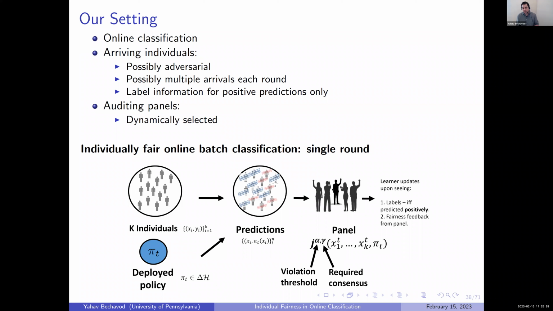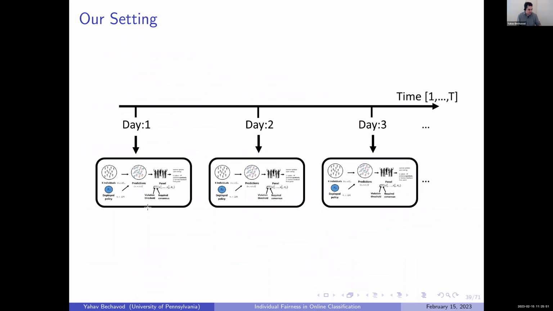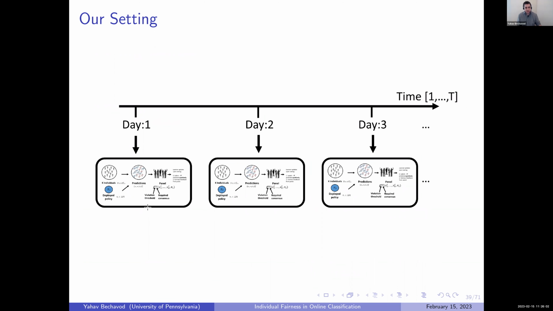At the end of this round, there are two sorts of losses. One of them is the label loss, like the 0-1 loss for the deployed policy on the individuals. The other part of the loss is the unfairness loss: if there exists a violation, we penalize by 1. If there is not, we do not penalize. Ideally, the learner learns between the different days and deploys more accurate and more fair policies.